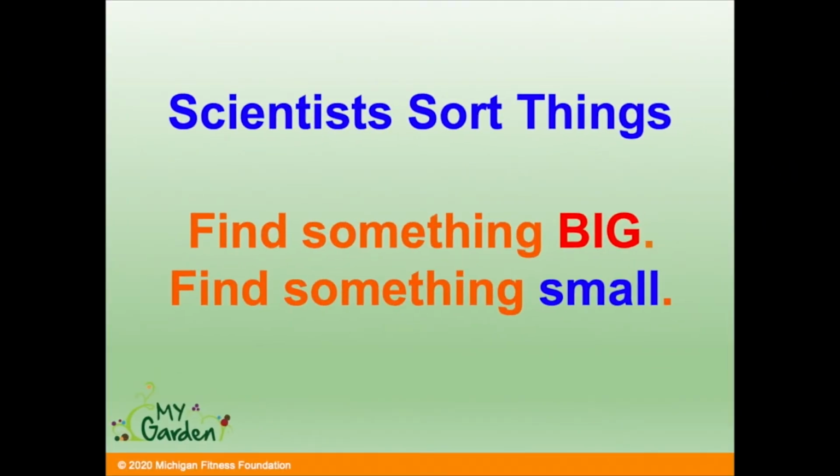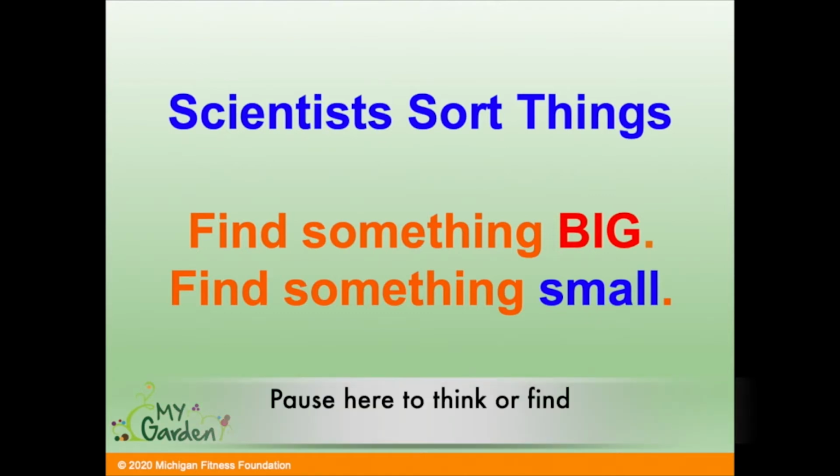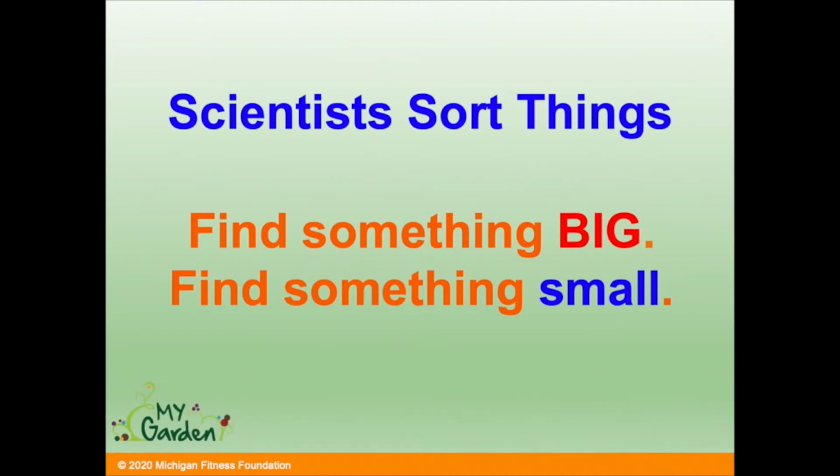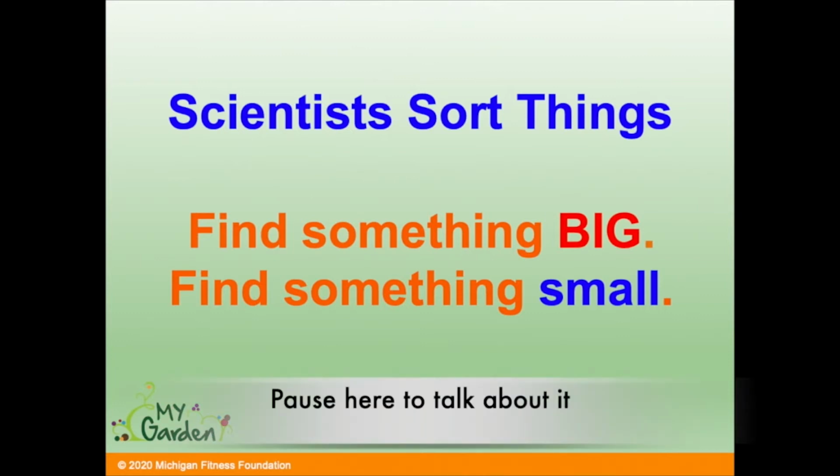Today we're going to turn into scientists. So let's put our scientist hats on, and we're going to learn to sort things. To start, I want you to go find something or think of something that is big and find or think of something that is small. For my something big, I'm thinking of a couch. And for my something small, I'm thinking of a cup. What did you find that was big? What did you find that was small?